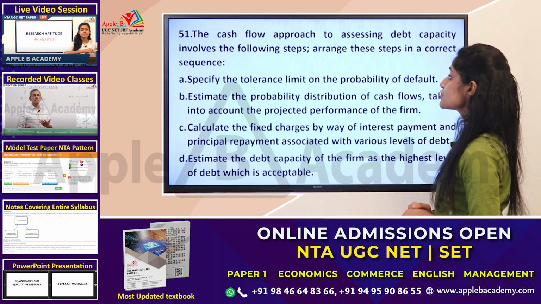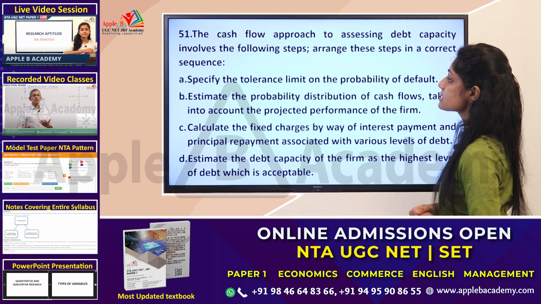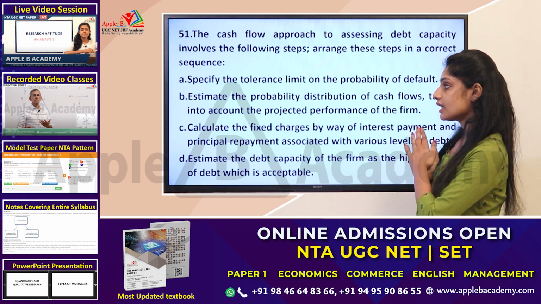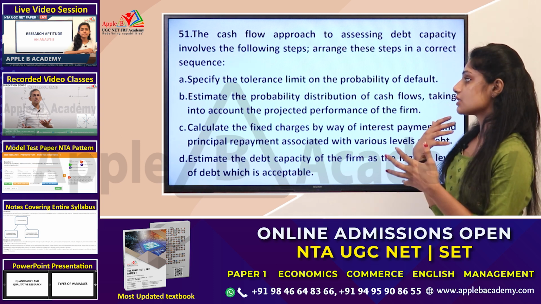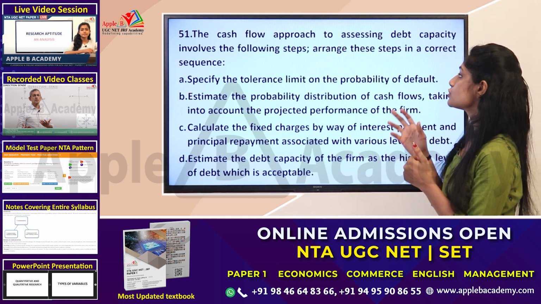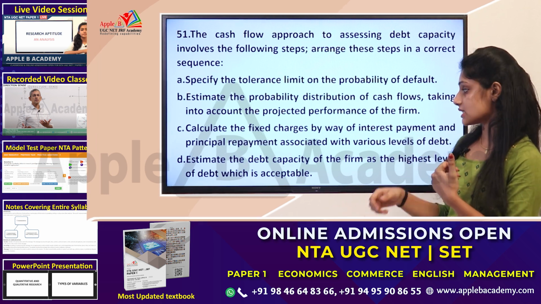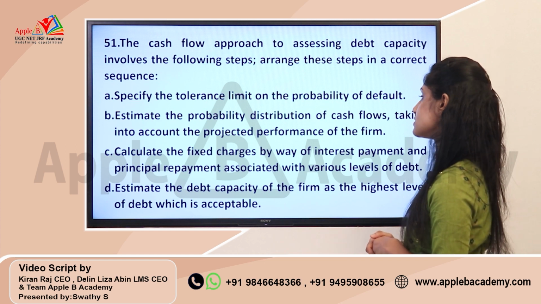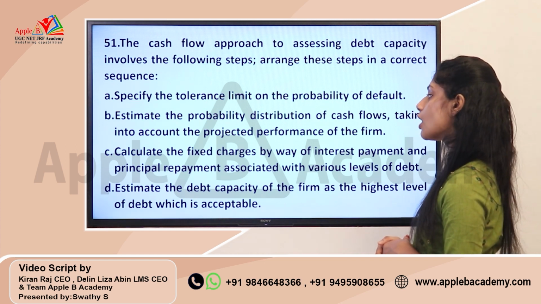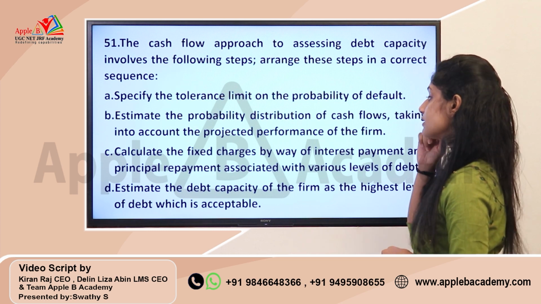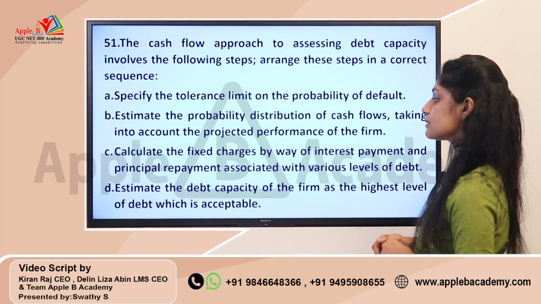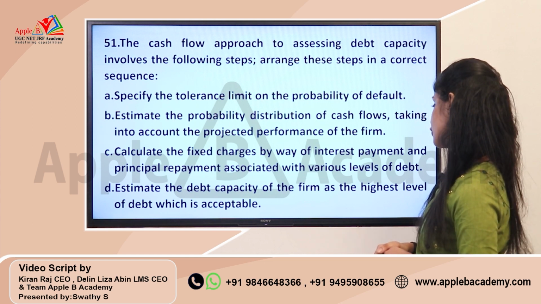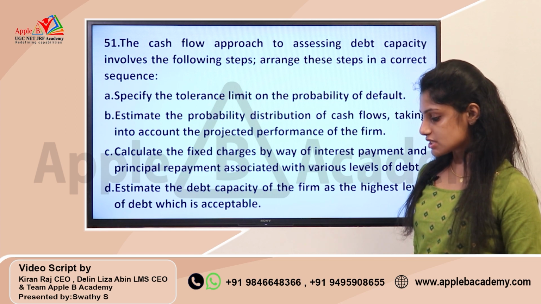Next question, the cash flow approach to assessing debt capacity involves the following steps, and arrange these steps in correct sequence. Again, there is a question where you need to arrange them in order. A logical sequence should be there which is actually connected with this debt capacity. So, specifying the tolerance limit on the probability of default, estimate the probability distribution of cash flow, taking into account the projected performance of the firm, calculate the fixed charges by way of interest payments and principal repayments associated with various levels of debt, estimate the debt capacity of the firm as the highest level of debt which is acceptable.